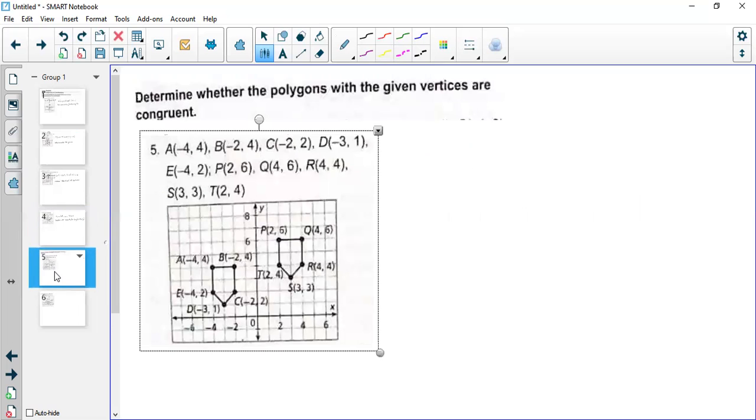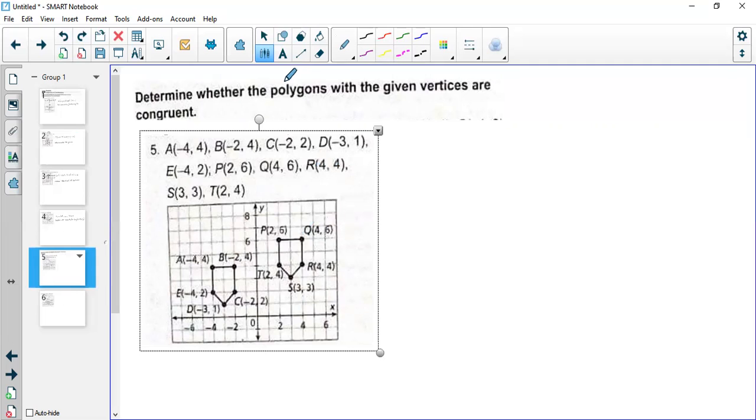Okay, let's move on to this question now. Determine whether the polygons with the given vertices are congruent. Now they are very easy, as you don't need to do anything. You just need to look at the picture and find out whether they are congruent. If they are congruent, you have to say which transformation is used and with which scale. Fine. Now, do they look the same? Yes, they do. So that means they are congruent.